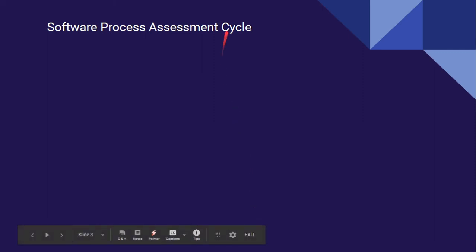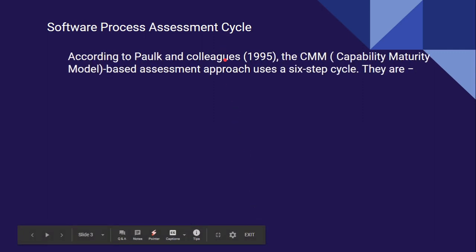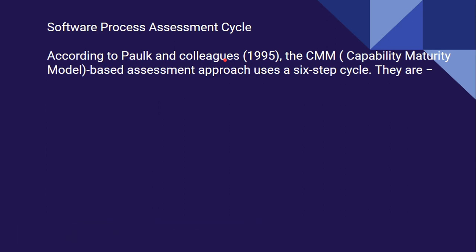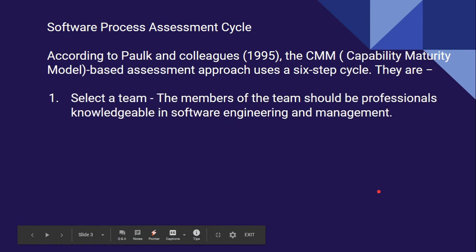So here the process assessment is a cyclic process, because that means it cannot be done at a stretch. It's a continuous process so that we can keep on improving the process quality. So here, according to Park and his colleagues, the CMM, that is the Capability Maturity Model based assessment approach, consists of a 6-step cycle. So what are they? The first one is, first we have to select a team. The team members should be knowledgeable persons on how to assess the software, and they should be aware of the management as well as the engineering concepts.